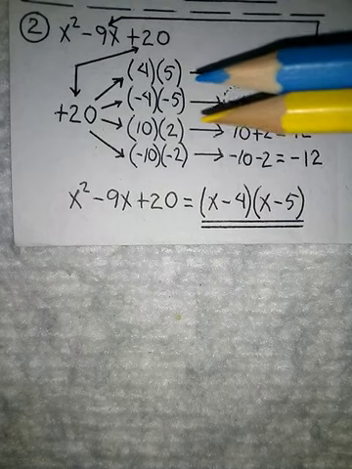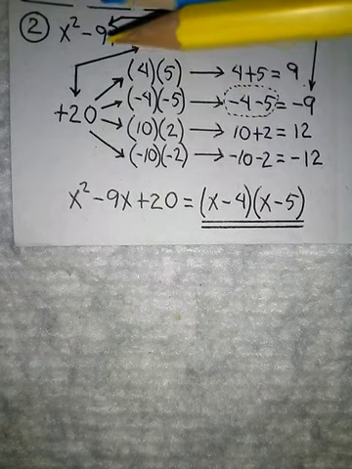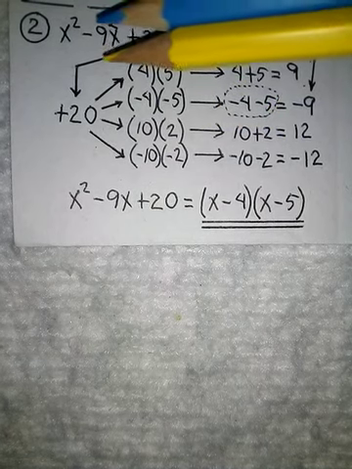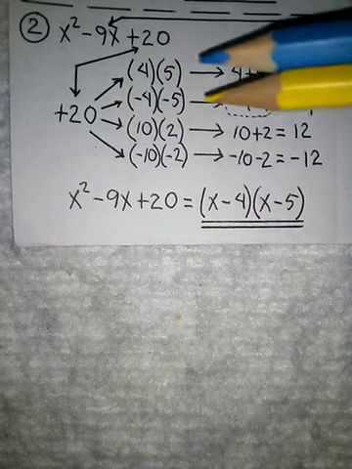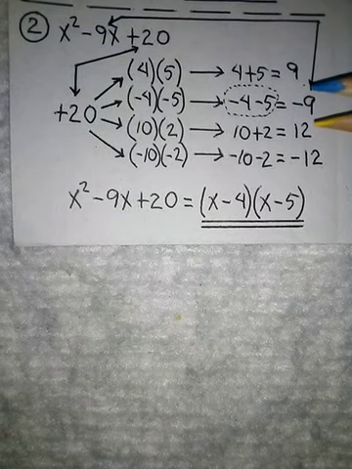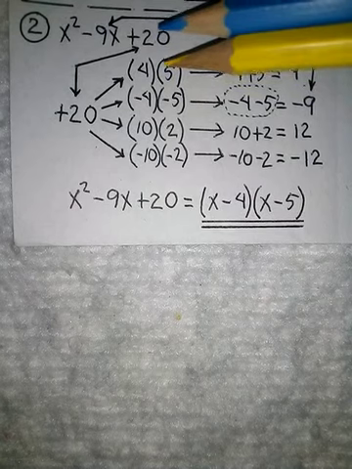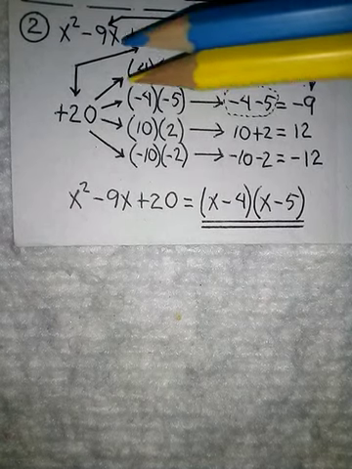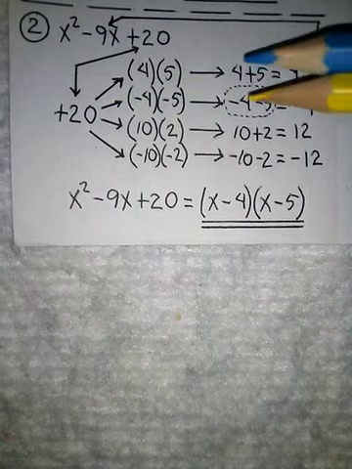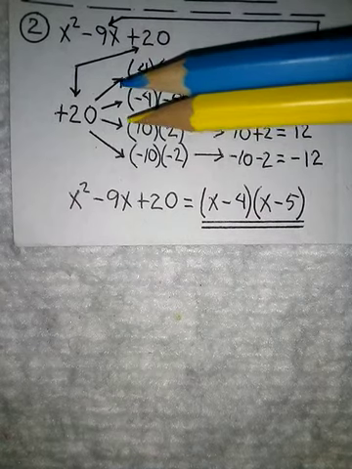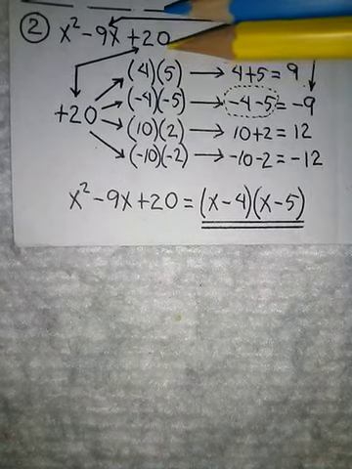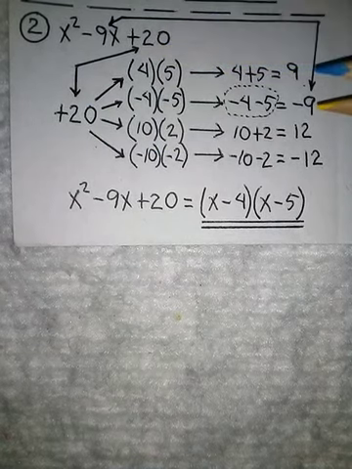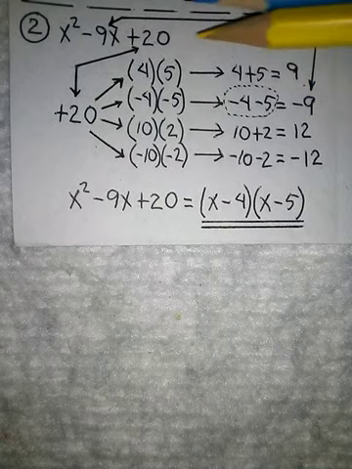So, therefore, this middle term is the sum of the roots. So, these are now the roots. And then this last term is equal to the product of the roots, because negative 5 times negative 4 is positive 20. So this is the product of the roots, and this is the sum of the roots.